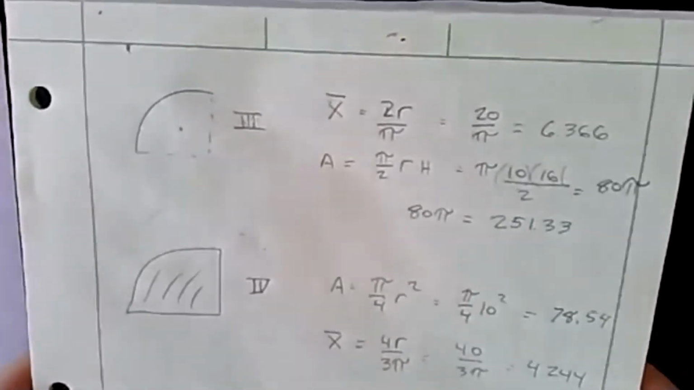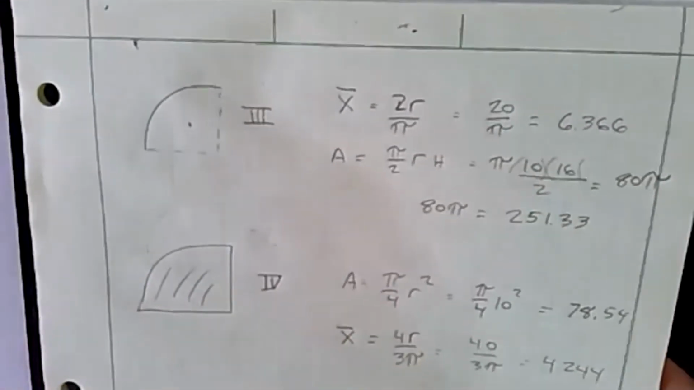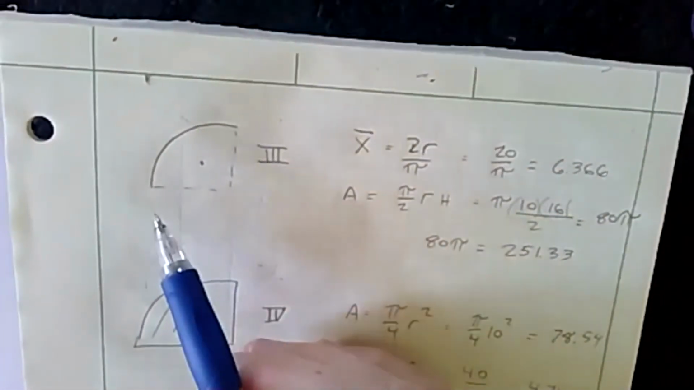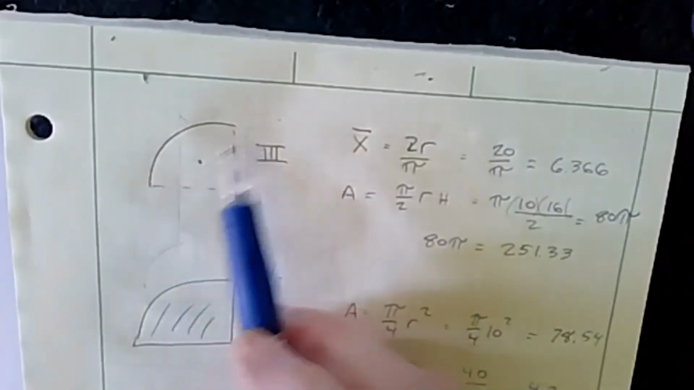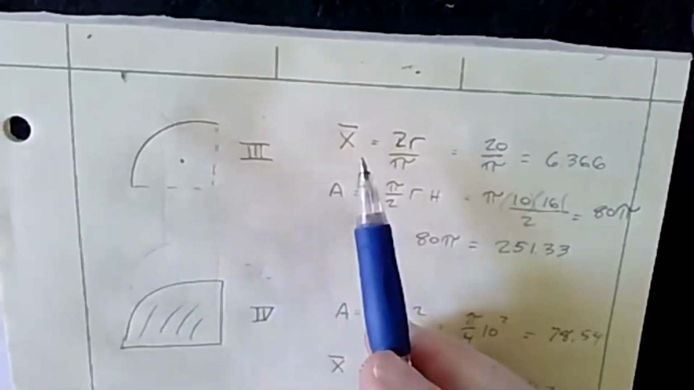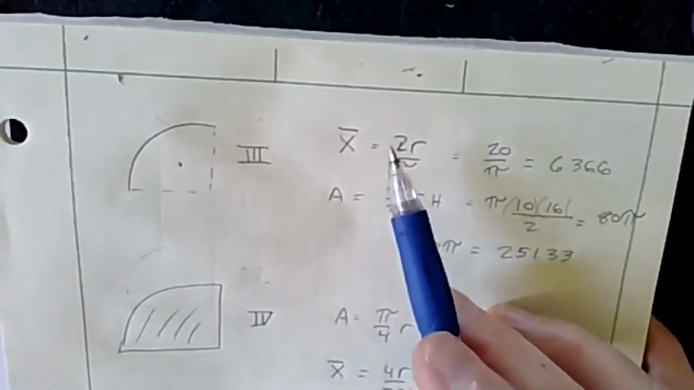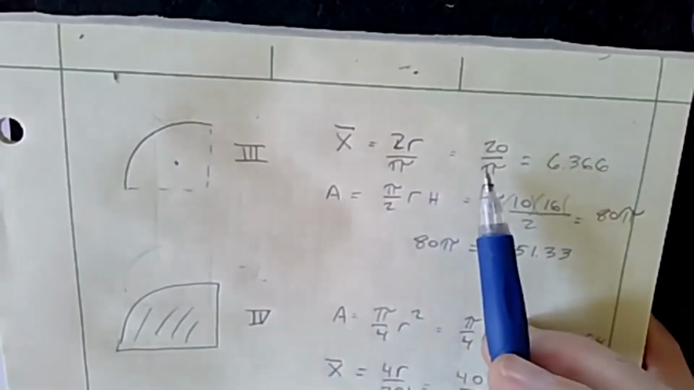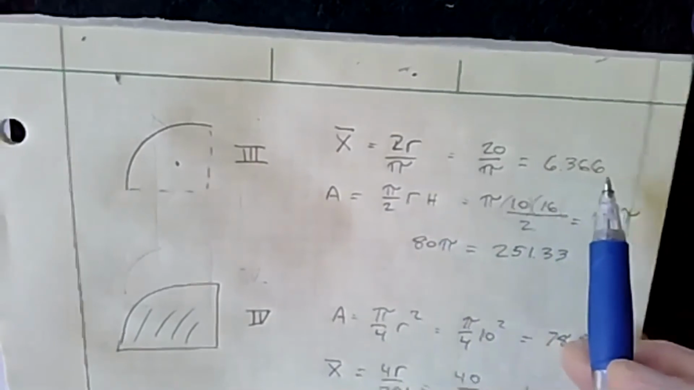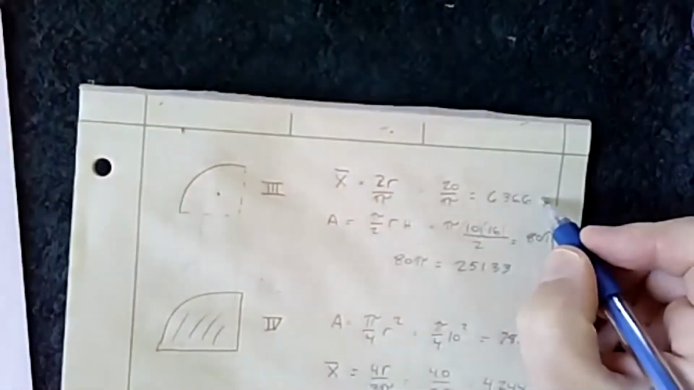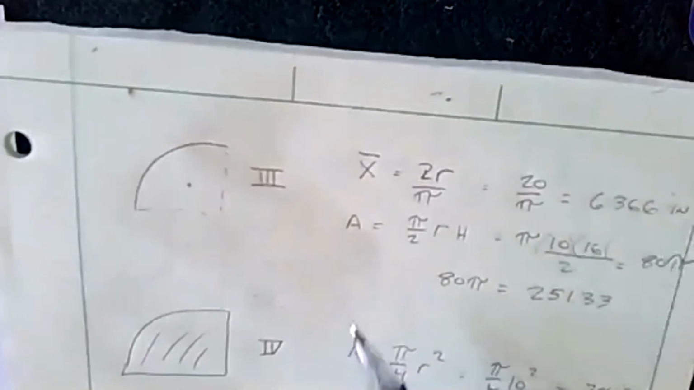Okay, so this is a little confusing written out here. So what I did is, let's look at the 2 shapes. So we have the quarter arc, which encompasses the entire outside of the can. So we want to know where its X bar is. So we know that's 2 over pi, which is 2 times 10, which is 20 over pi, which gives us 6.366 inches.